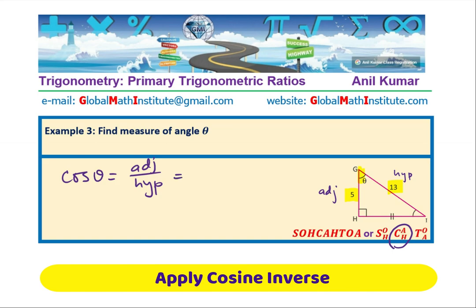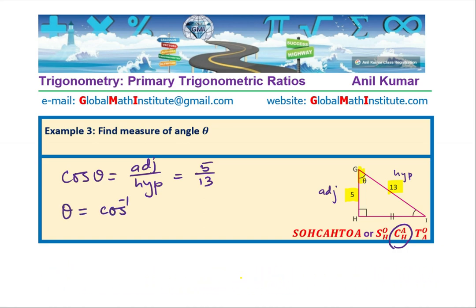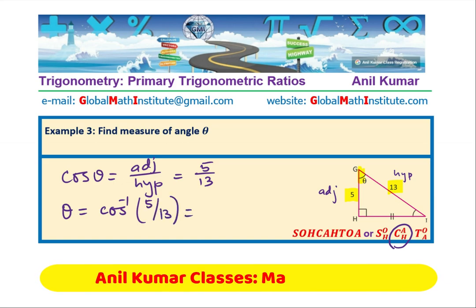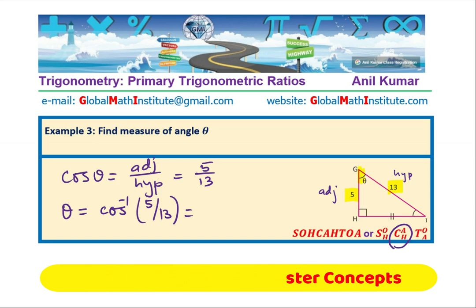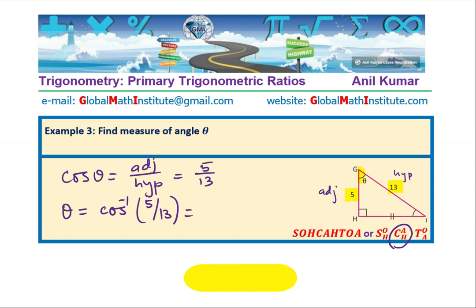And in this case, it is 5. So it is 5 over 13. And therefore, theta is equal to cos inverse of 5 over 13. Makes sense? So now go back to your calculator, press the shift key, the cosine key, and then 5 divided by 13, close the bracket, equal to. What do you get?